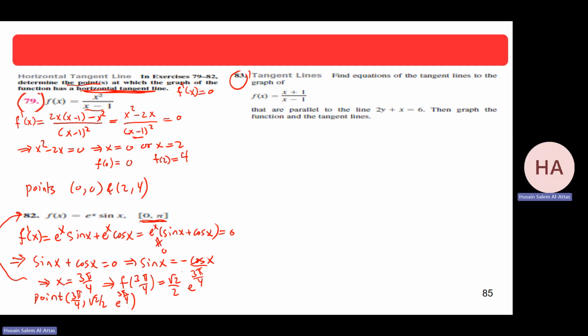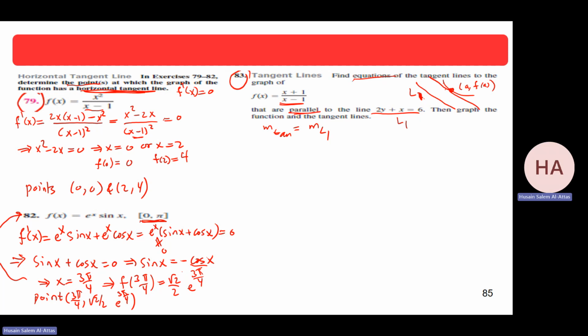Now we have this problem: find the equations of the tangent line to the graph of this that is parallel to another line. So you have a curve, you have a tangent line, and you have another line which is parallel to it. So this is my L1. I know that the slope of the tangent is the same as the slope of L1, but I have this point of tangency, a and f of a.